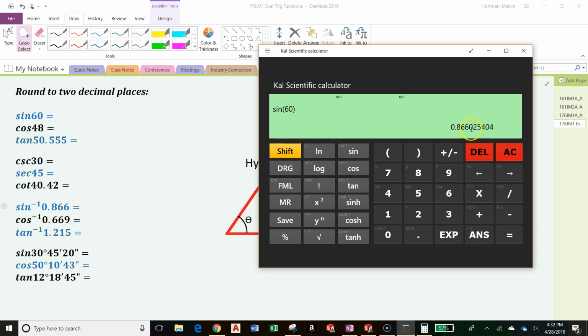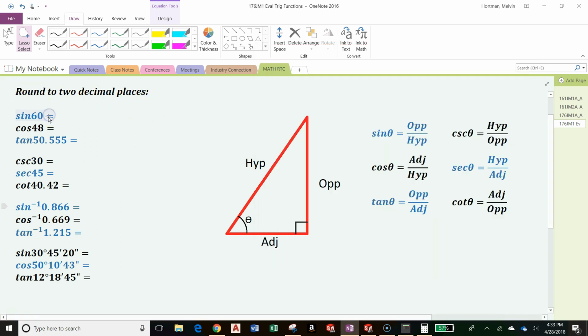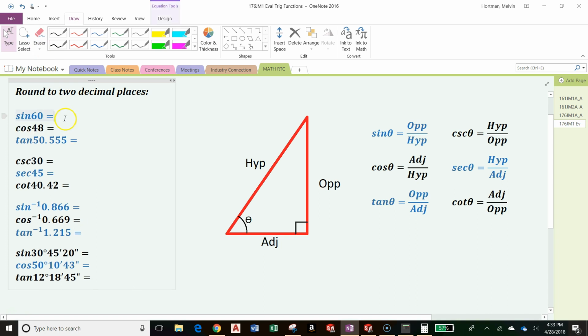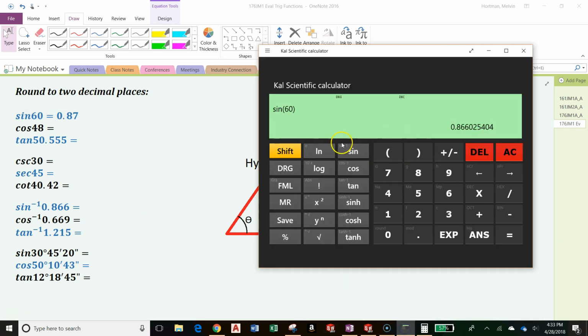And here we see it's 0.866025404, and that number probably keeps going. For our example problems here, it says round to 2 decimal places. So I'm going to go ahead and write 0.87 to round it off. If I remember that correctly, yep, 0.87.